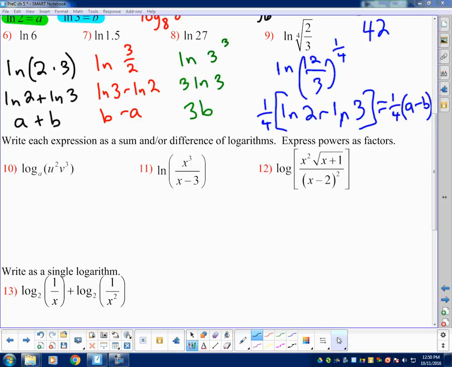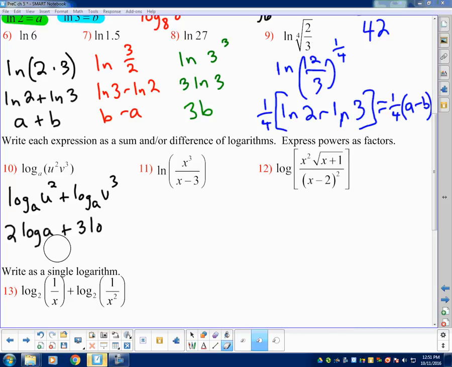So the first thing we can do is rewrite this as log base A of u squared plus log base A of v cubed. That's applying the product law. So this time we're going from the left to the right. So a log of the product is equal to the sum of the logs. And now when I say express powers as factors, that means I don't want any powers on these letters in my final answer. So then I'm going to use law number 3, the power to a power rule, and move those powers down out in front.